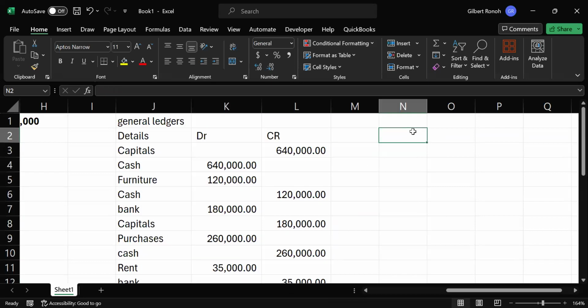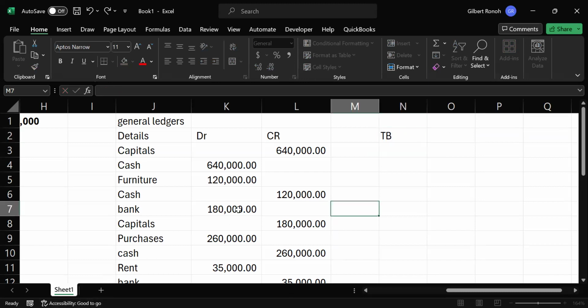The main reports are the income statement, balance sheet, and the statement of cash flow. So first, I have to prepare what is called the trial balance. I hope you have heard about the TB. Yes. So I will prepare my trial balance here, in the new sheet.